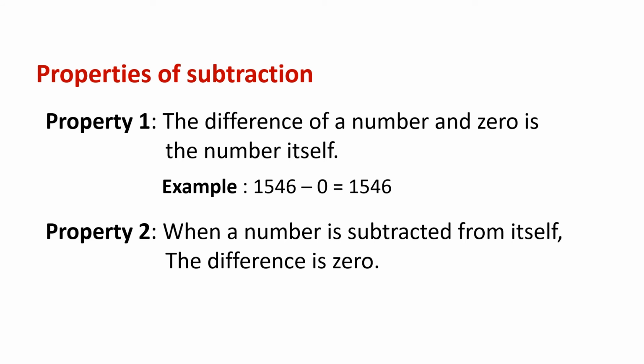The second property is when a number is subtracted from itself, the difference is 0. That means if we are subtracting 5 from 5, that means 5 minus 5, our answer will be 0. If any number is subtracted from itself, the answer is 0. If we are subtracting 1 lakh from 1 lakh, our answer is 0. Here is one example I am giving, 3540 minus 3540, our answer is 0.